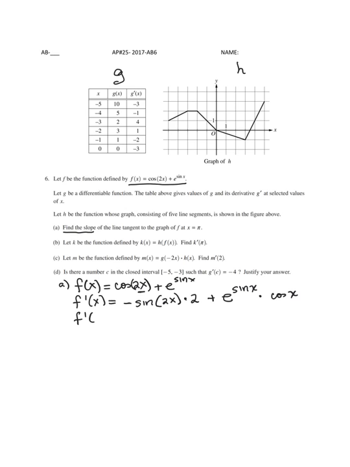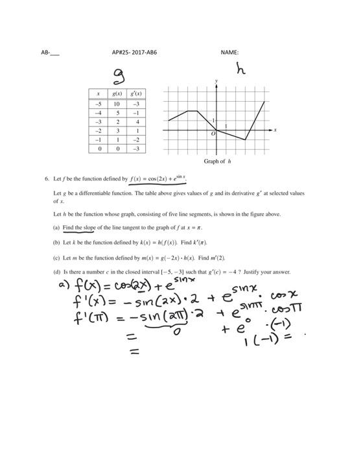Now we replace a pi for every x. So we have negative sine 2 pi times 2, plus e to the sine pi times cosine pi. Now sine of 2 pi is 0, so this whole thing is a 0. And sine of pi is also 0. Cosine pi is negative 1. And e to the 0 is 1, so we get 1 times negative 1, and the answer should be negative 1. So that is the derivative of f at pi, or the slope of the tangent line.